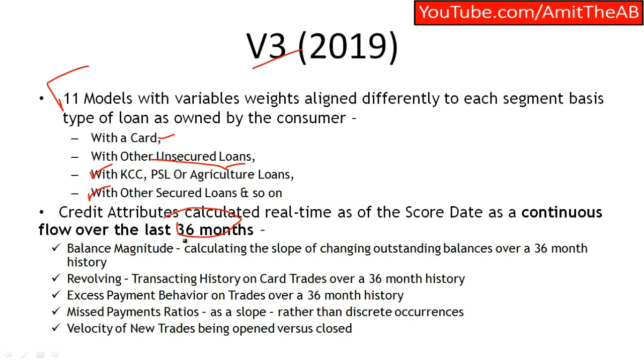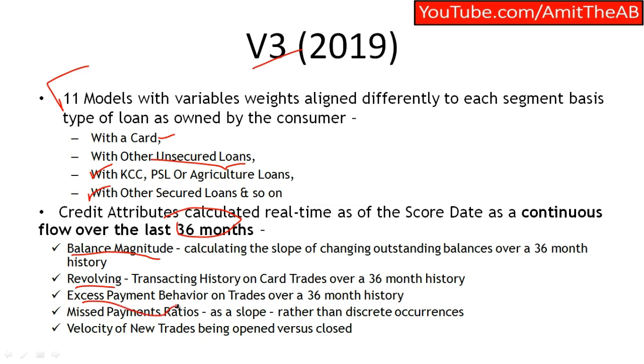The credit attributes, of course, as we discussed, are of 3 years. Credit attributes to be considered: First is balance magnitude. It is the same as in version 2. The increase or decrease in credit outstanding balance across 3 years. Next is revolving. So the transaction history of all the credit cards availed by the person in the last 3 years would be considered.